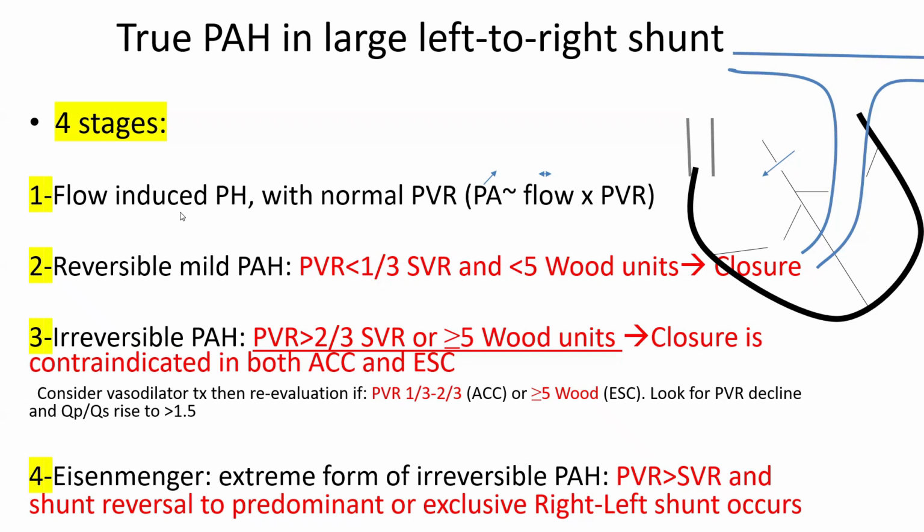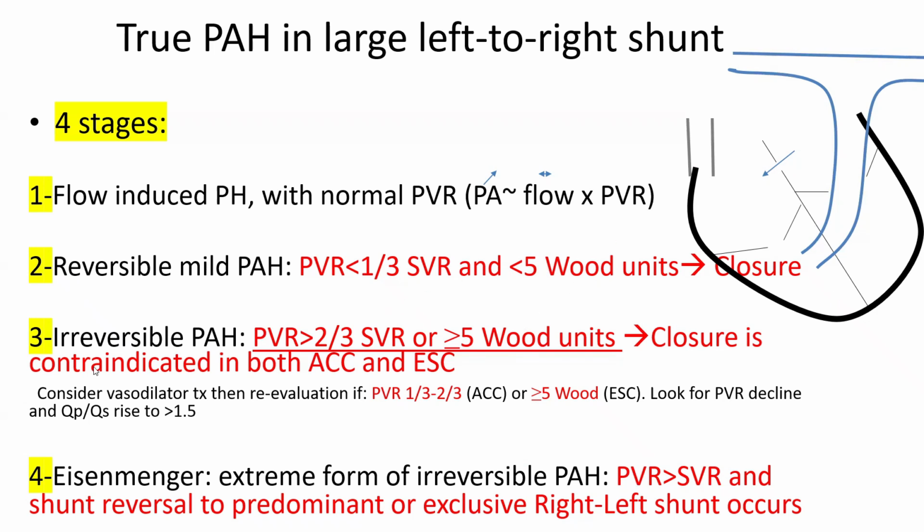So that's the first thing you get. Anybody with ASD will get a little bit of increased PA pressure from increased flow. That's the most benign. They will have normal PVR. Number 2, with time, you start having remodeling of the pulmonary artery and you get reversible mild PAH. So we'll get a rise in PVR, which remains though less than 1/3 of SVR and less than 5 Wood units. Those patients can still be closed based on the guidelines.